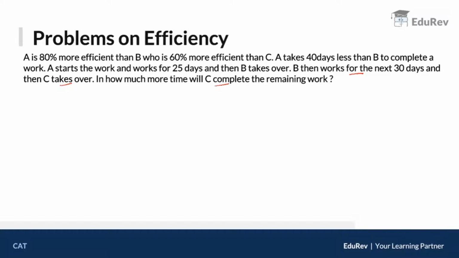The problem here is they have given the percentage values of efficiency with respect to one another. They have not given you the number of units done by them individually, or the individual days either. They're just saying this person works for these many days and then leaves and another person joins. Now, how do we solve this problem?